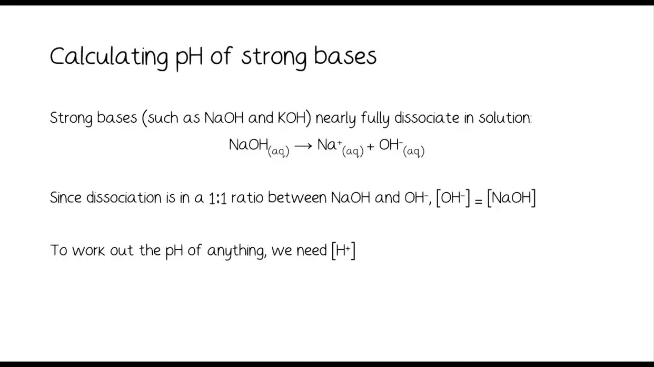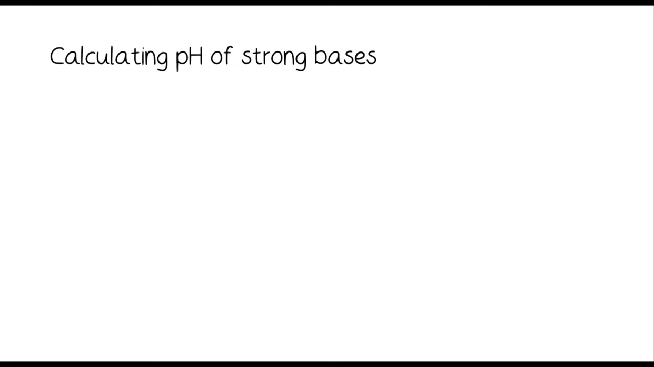This is where Kw comes in. So whenever you're in a scenario where you have strong bases and you have OH- but you don't have H+, you need to use Kw because that links them together. Because Kw equals H+ times OH-, you can use this to work out H+ and hence the pH. So let's look at an example.